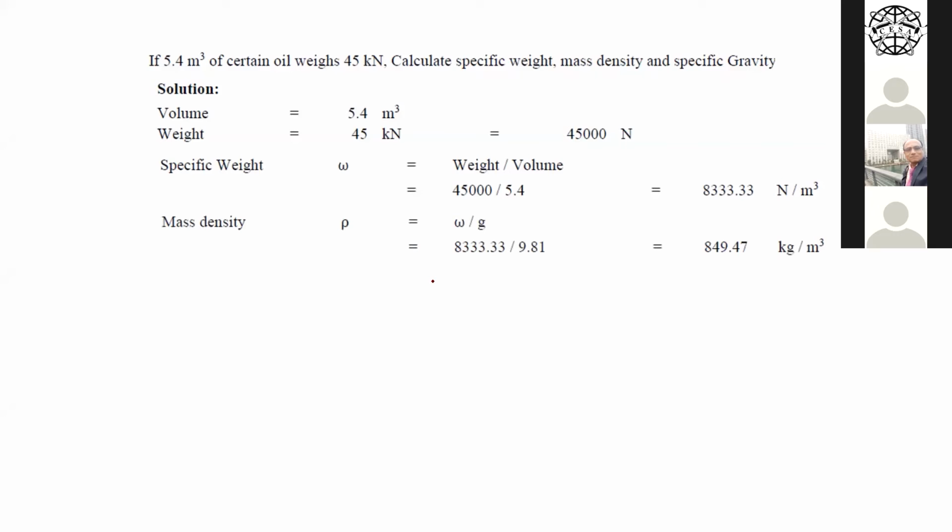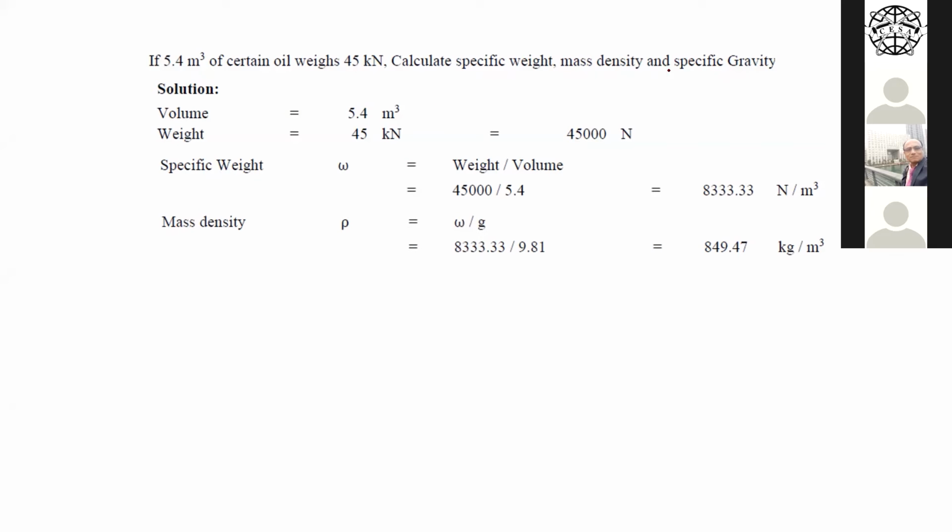Now I can calculate the mass density by the formula. Specific weight is rho into g. Therefore mass density is specific weight by g, which will give you something like 849.47. So now you know the mass density of the oil.